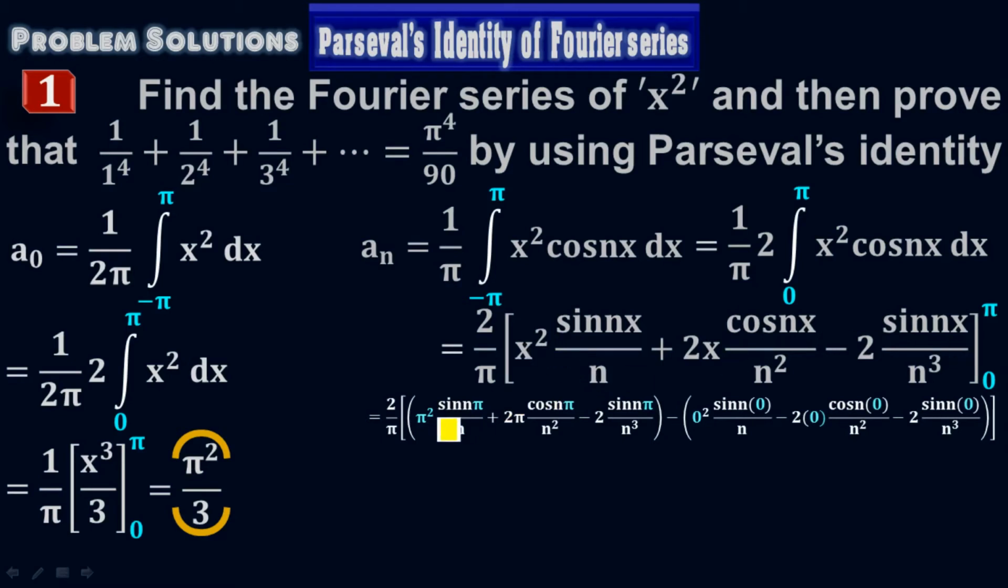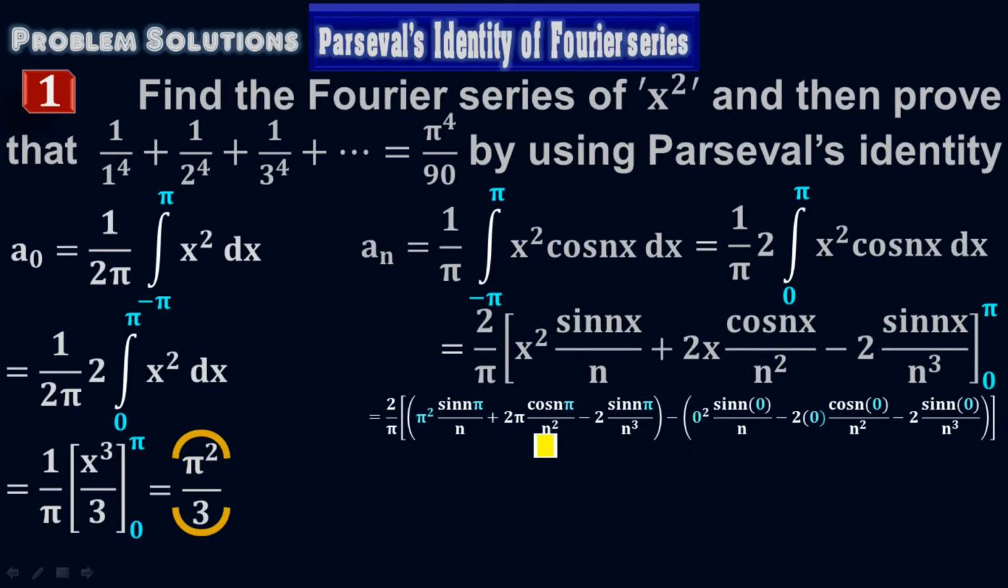X squared will be pi squared, this x becomes pi, and also 2x is 2 pi. Wherever there is an x variable, you're going to plug in x equals pi. And then minus, apply the lower limit. For the lower limit, you're going to plug in x equals 0.